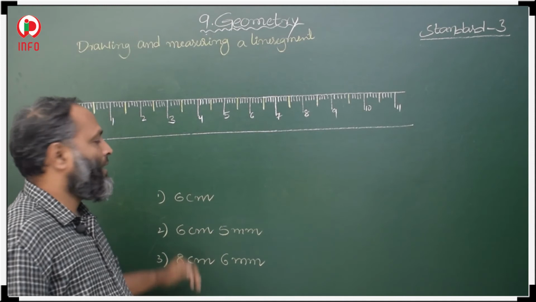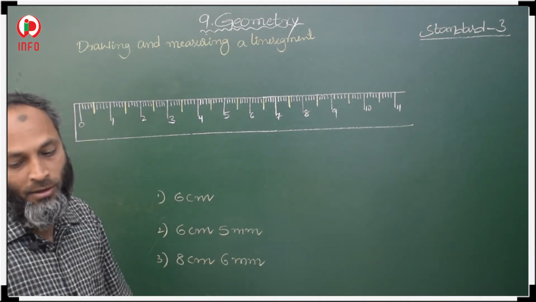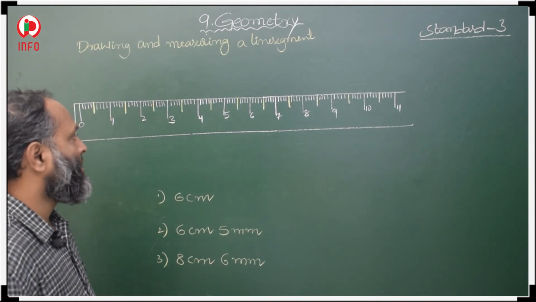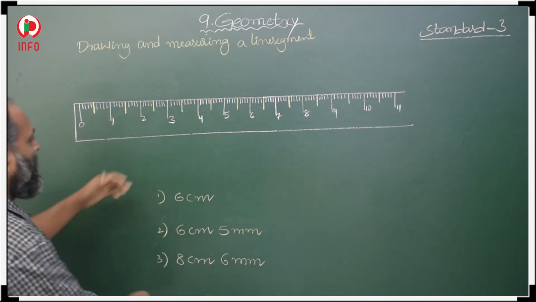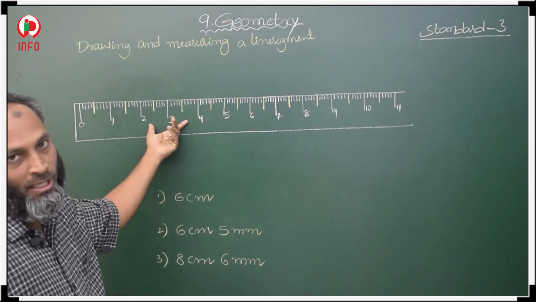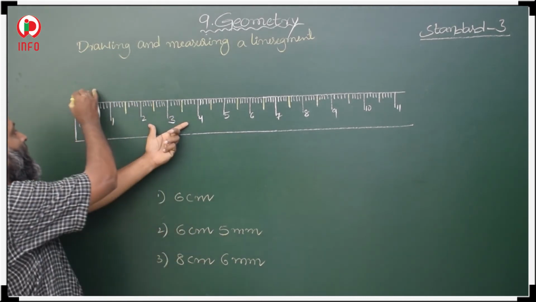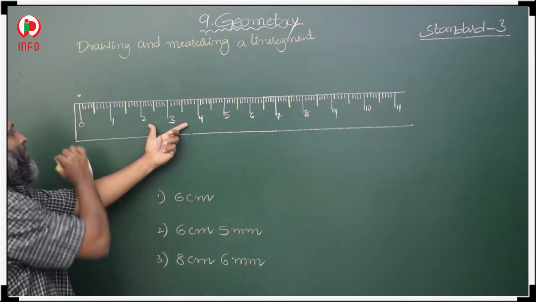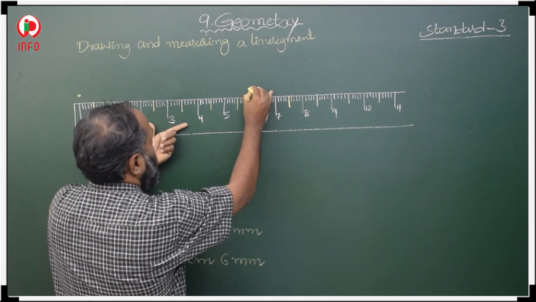So now in the example, he is asking us to draw a 6 centimeters line segment. Then how to draw a 6 centimeters line segment? First we have to keep our scale on a paper like this. Then, after that, 6 centimeters he is asking. Keep one dot at 0 and another dot at 6. Where is the 6 on the scale? Here we have 6.